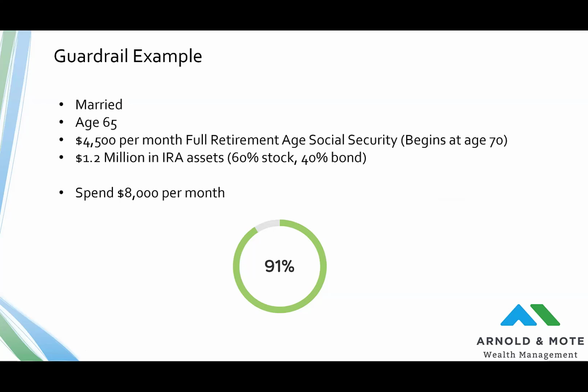And so, for example, put some numbers here just for a married couple, age 65. They're retired, have $4,500 a month combined in Social Security benefits, and have a little over $1 million in IRA assets that are split in that 60-40 stock bond allocation. And then they want to spend $8,000 per month in retirement. And so, we meet with them, build that plan, and give them a specific Monte Carlo number. And for example, this is where that 91% that we've been looking at has come from.